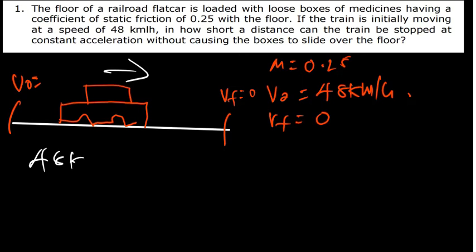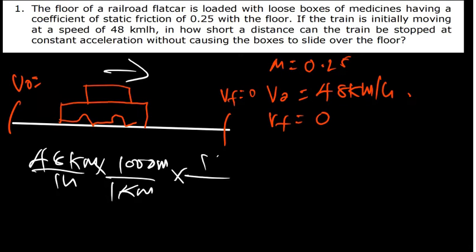We are going to say 48 kilometers per 1 hour times, in 1 kilometer, how many meters do we have? We have 1,000 meters. Again, in 1 hour, how many seconds do we have? 3,600 seconds. Now we can see that kilometers and kilometers will cancel, hour and hour will also cancel. We're going to have 48 times 1,000, then we divide it by 3,600. I'm getting the velocity now to be 13.33 meters per second.